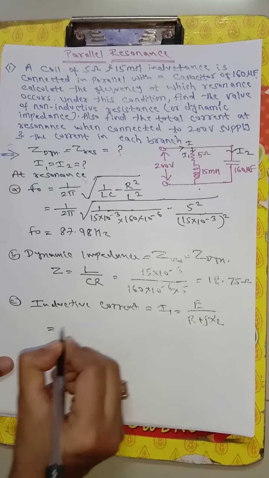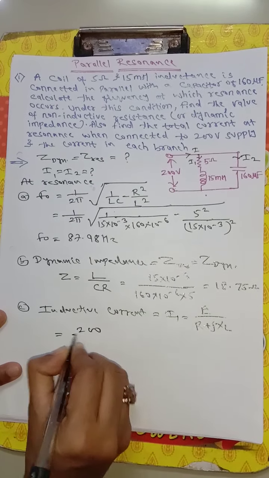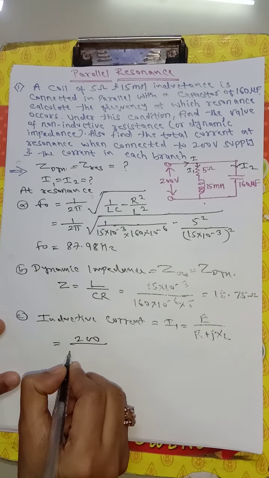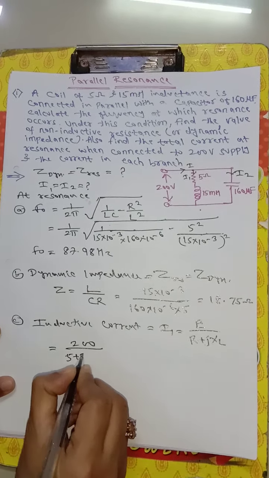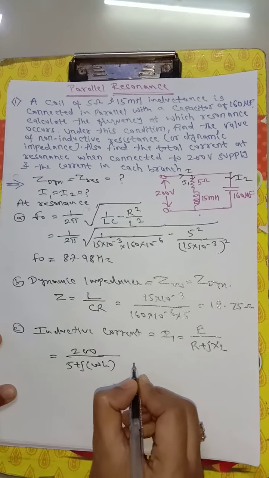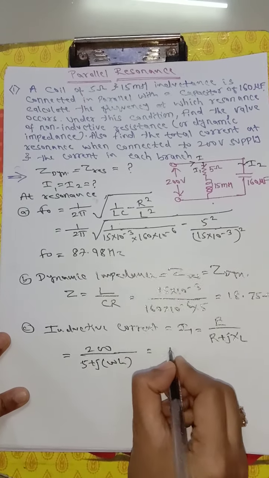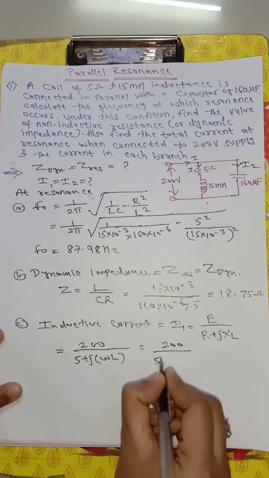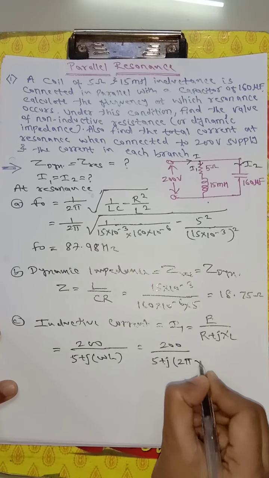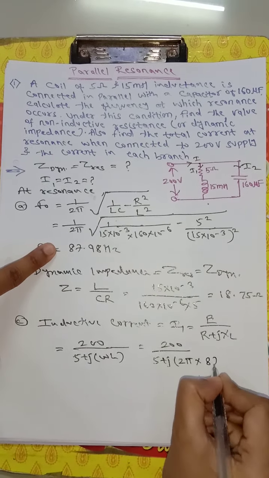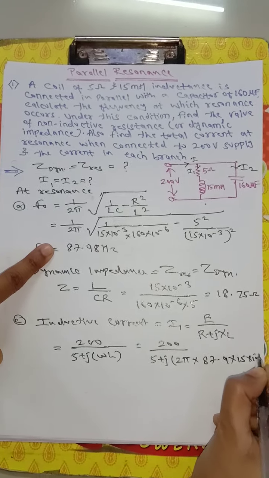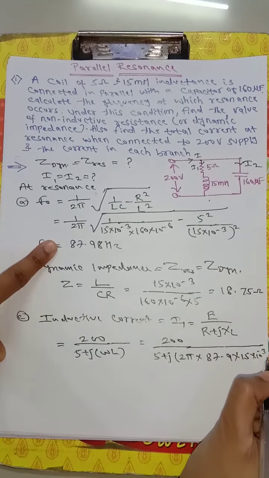So come towards here, substitute the value. This will be 200 divided by, just because of the AC circuit, you need to take the real and the imaginary part. My R is 5 plus J of omega L, since XL is the omega L. So here it will be 200 divided by 5 plus J of 2 pi F. What is my F? F is 87.9 into, what is my L? That is 15 into 10 raised to the power minus 3. So this is the case.